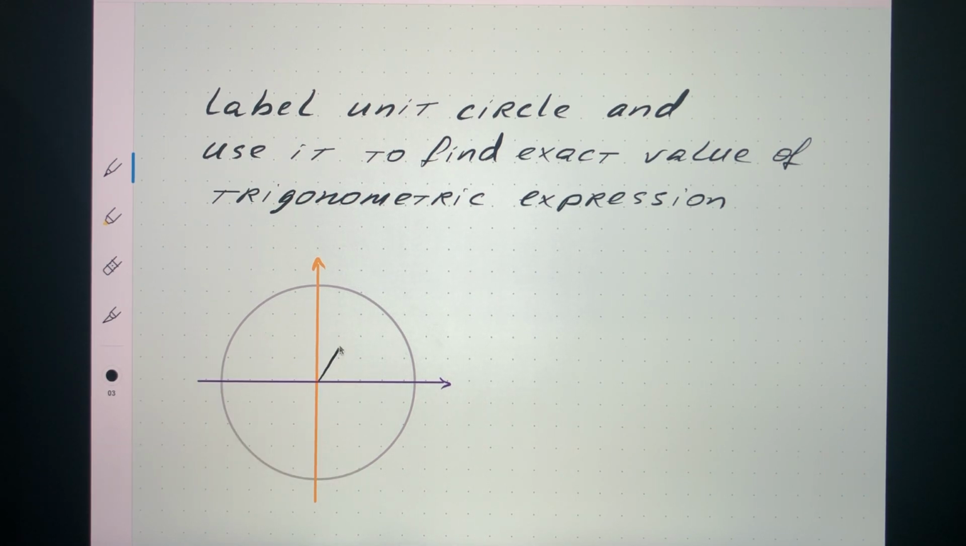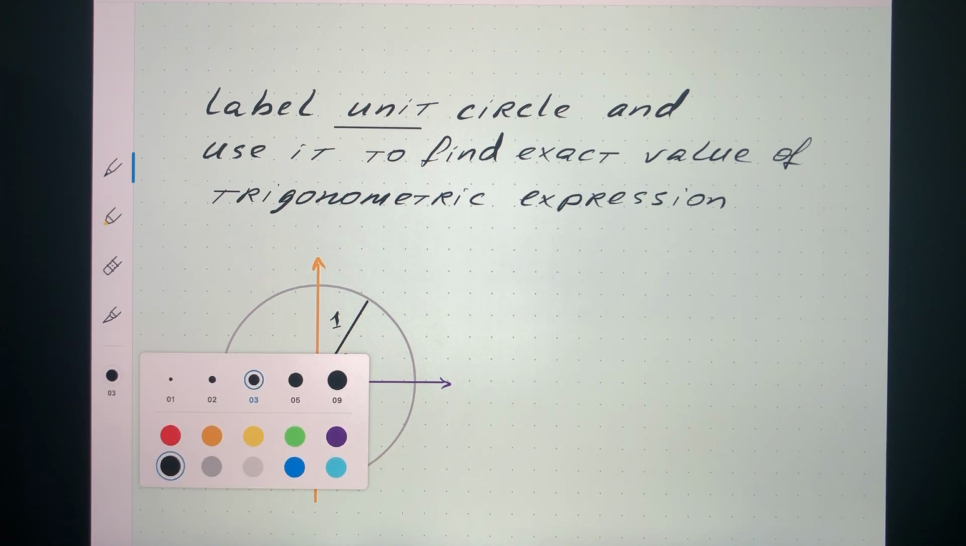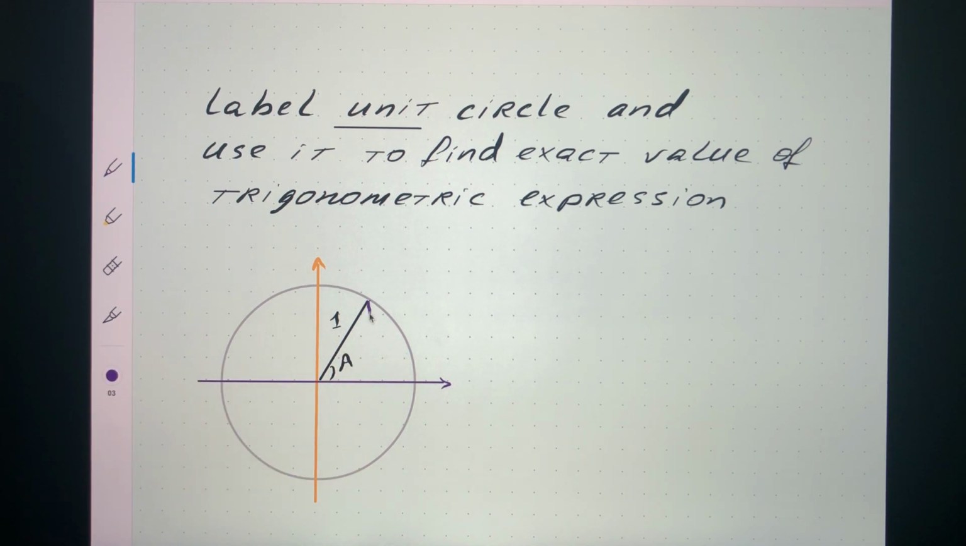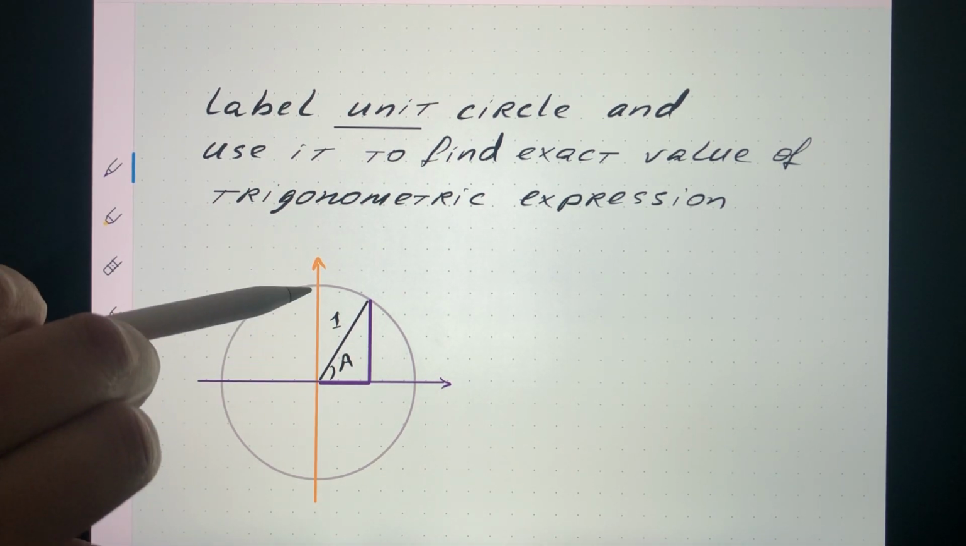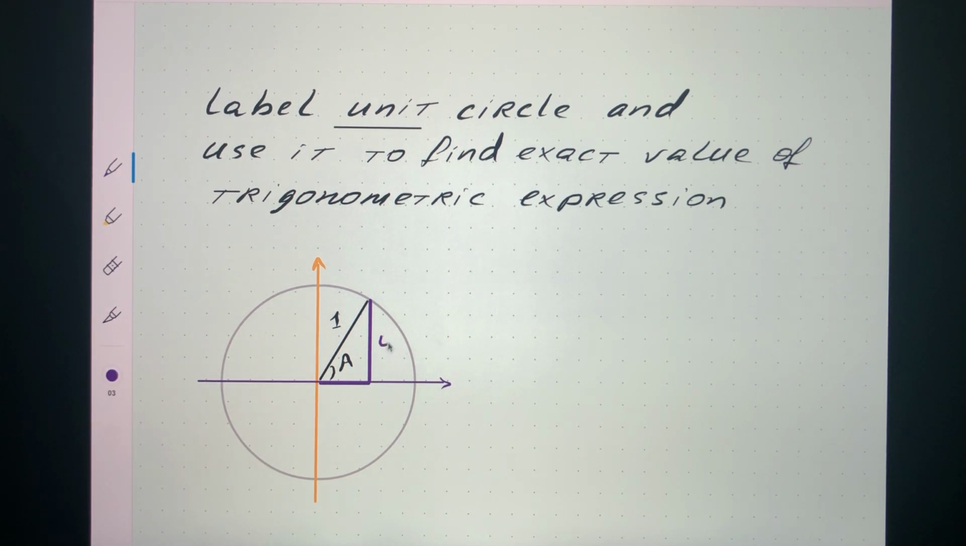So here is an angle, and this is a unit circle, meaning radius is 1. So any unit circle will have radius 1. So here is angle, let's call it angle A. And here are the sides of the triangle. So here is the vertical side, and here is the horizontal side. This vertical side is exactly the same as this side, and we can call it the y side. And this horizontal side is the same as the x side.